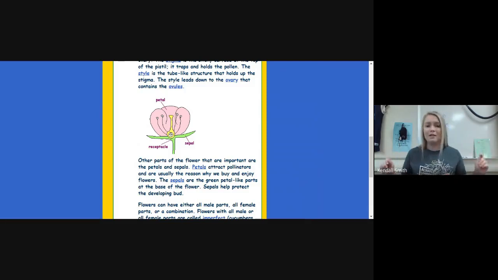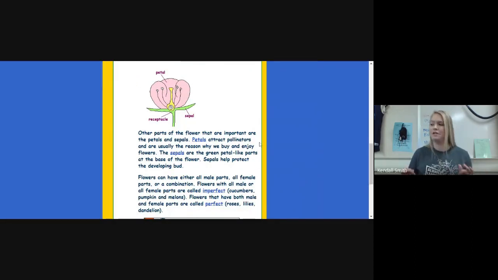Now let's talk about those pretty things we call petals. So petals are actually modified leaves, and plants have adapted these petals to be different vibrant colors and shapes because they want to attract pollinators. And when we talk about pollination, petals play a really important part in that role. So the other flower parts that are important are the petals and the sepals. These are modified leaves. So petals attract pollinators and are usually the reason why we buy and enjoy flowers.